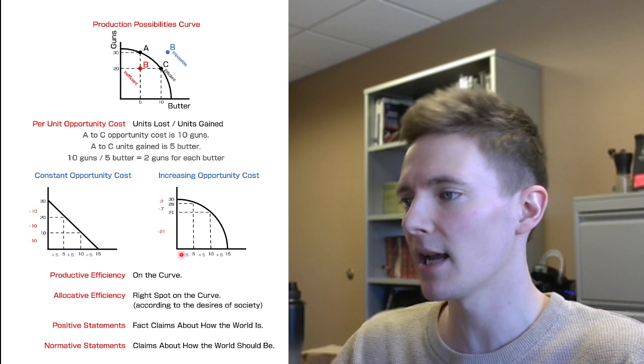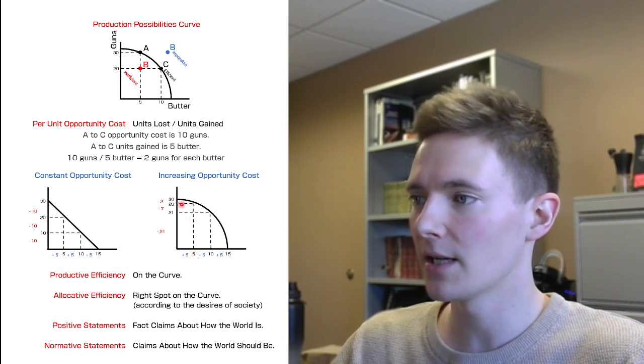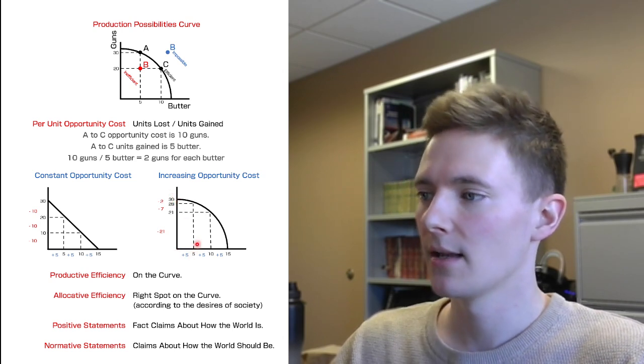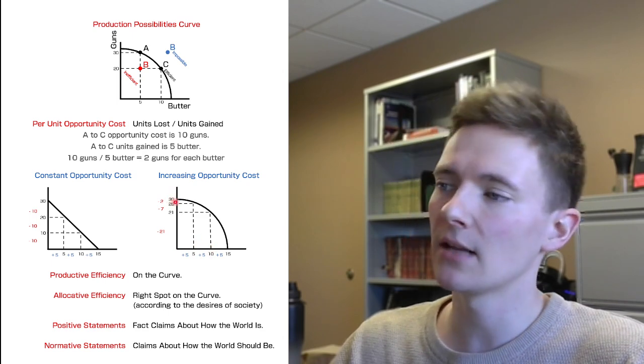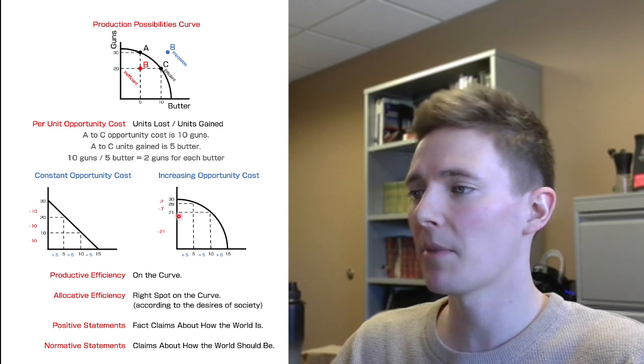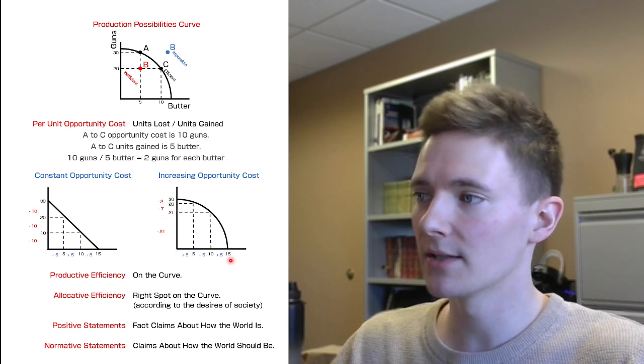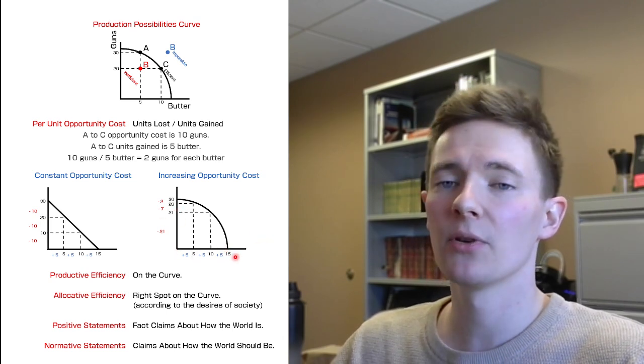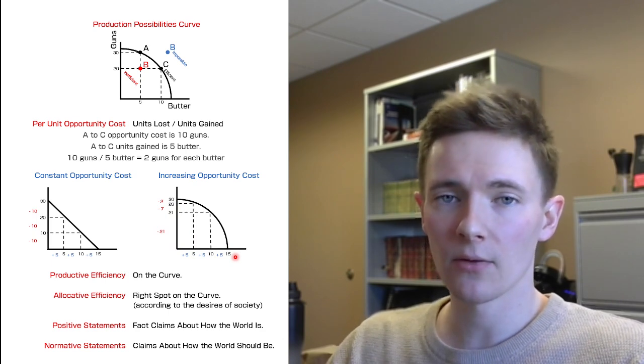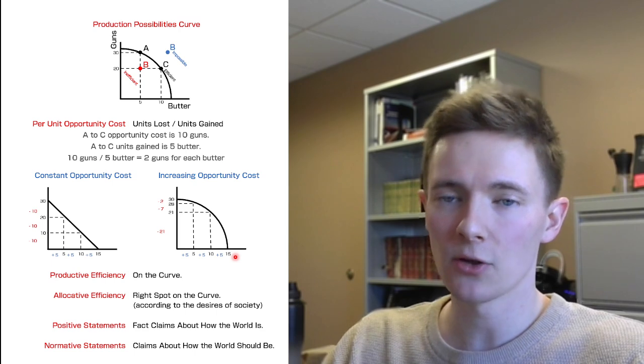Versus increasing opportunity costs, as I increase by 5 units over here, I end up losing 2 units. But then my next step of increasing 5 units, I lose more units. I lose 7. And then my next step, I lose a whole lot. I lose 21. And so increasing opportunity costs, the more you produce of either good, the greater and greater your opportunity cost is going to be with each additional step.